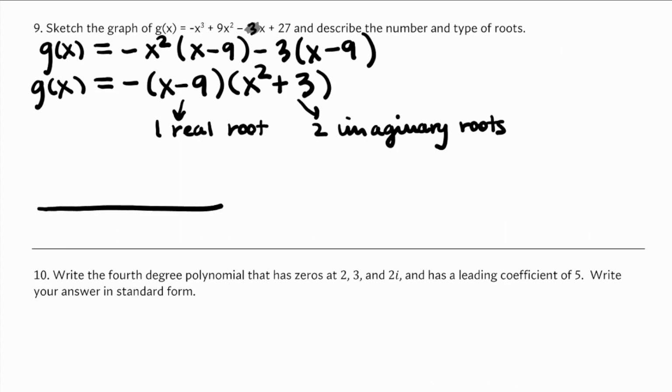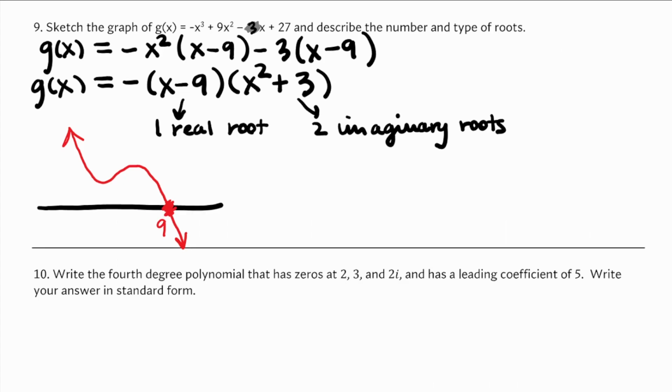Okay, so a third-degree polynomial with a negative leading coefficient, and that's a single root. We don't know if it's going to go like that and do its turnaround, or maybe it could do that, right? We don't have the tools to determine that yet. We're going to say that's at x equals 9, but I think that's enough for that problem.